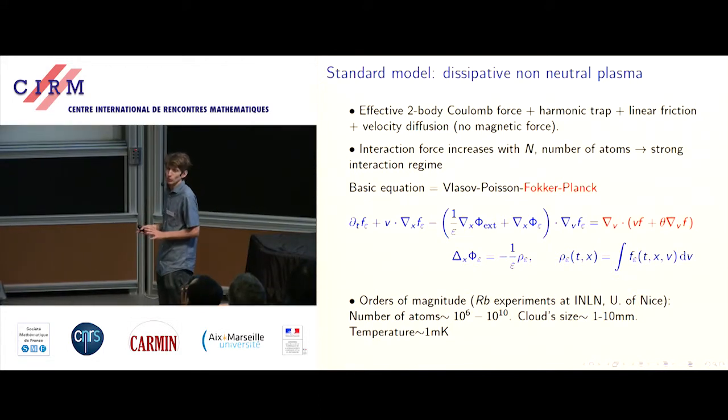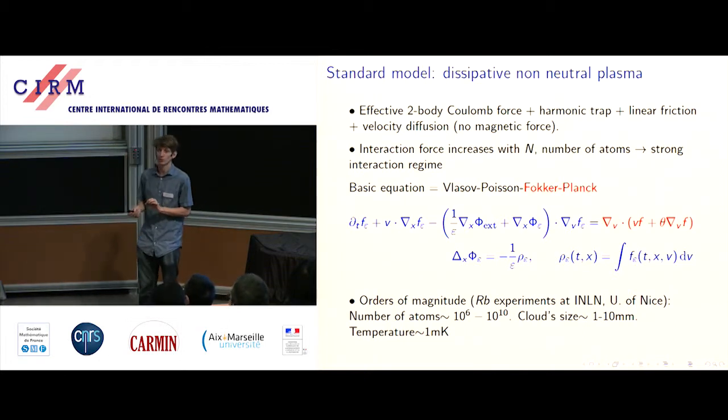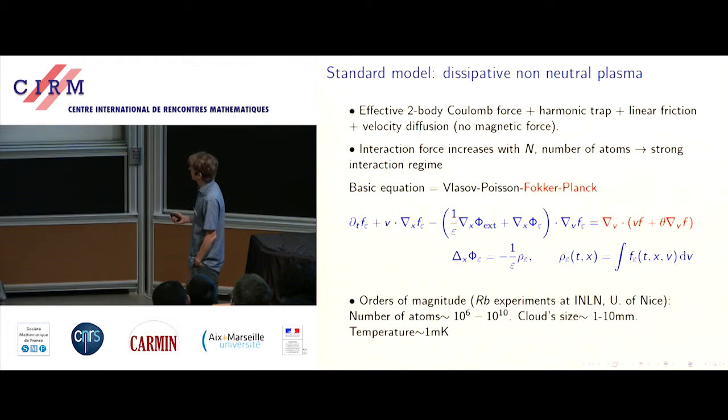But there is, of course, the analogy with the plasma stops before you have to introduce magnetic fields, because here I have no analog of a magnetic field. There is indeed a magnetic field, but it has no direct effect on the atoms. So the equation is this one. The basic equation would be Vlasov-Poisson and then Fokker-Planck for the dissipative and then diffusive effects.